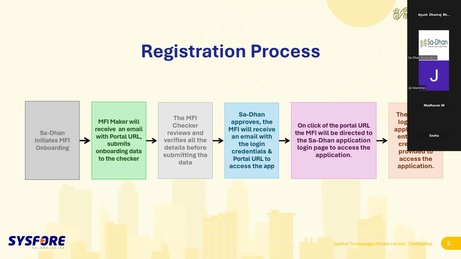The maker from the MLI institution will be filling in the details. The checker from the MLI institution will be checking all of the details and submitting it to Sa-Dhan for approval. Once it is approved, the maker will receive an email with their credentials, username and password, along with the link, and the checker will also receive a separate email with the user ID, password, and the link. Once this is done, we will show you the entire demo, and you will be able to understand it better. You can continue, Sneha. If no doubts, we can move on to the next slide.